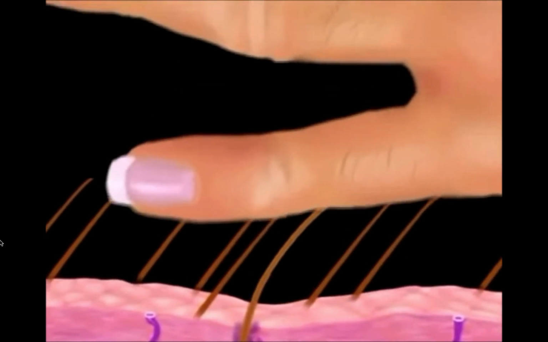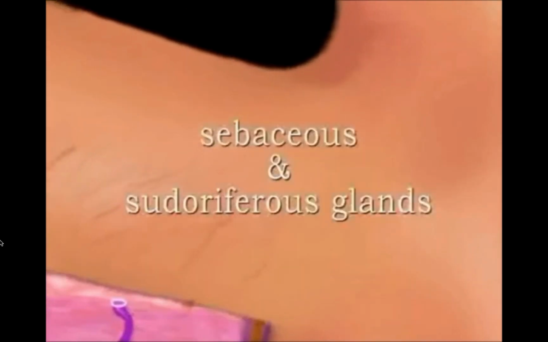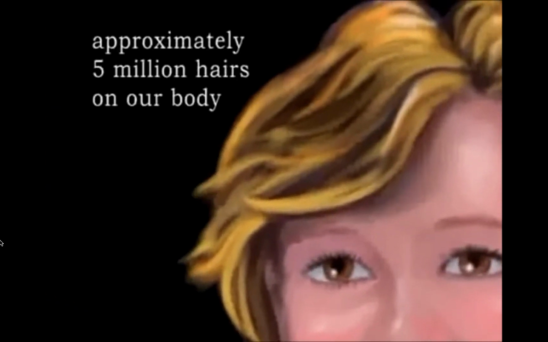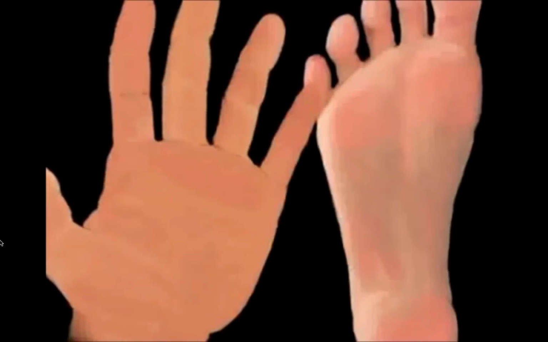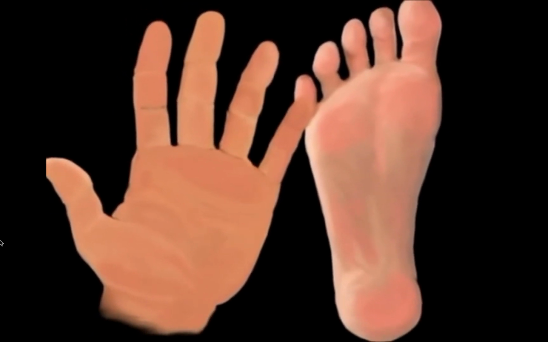Accessory structures belonging to the integumentary system include hair, sebaceous and sudoriferous glands, and nails. There are approximately 5 million hairs on our body. The fine, soft hair that covers our limbs and most of our body is called vellus hair. The thicker, stiffer hair that covers our head, including eyebrows, beards, and mustaches, is called terminal hair. The only totally hairless areas on our bodies are our palms, soles, and lips.